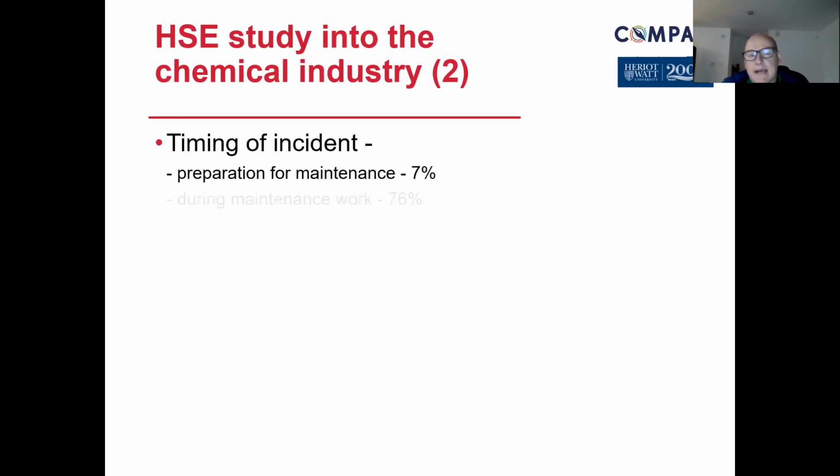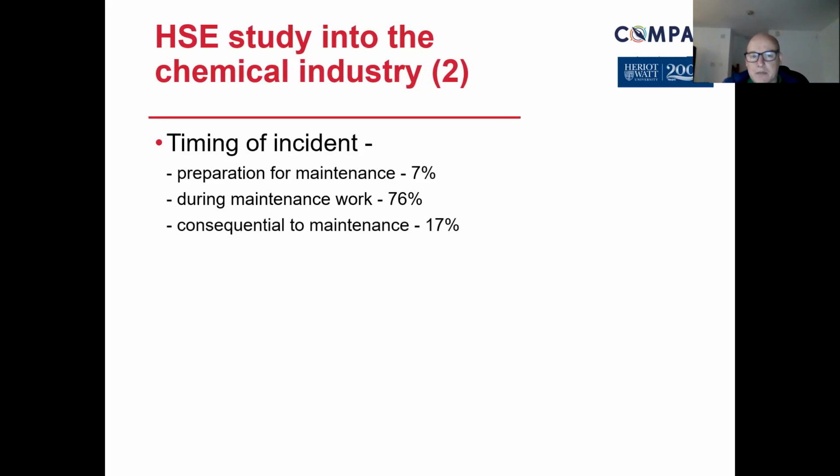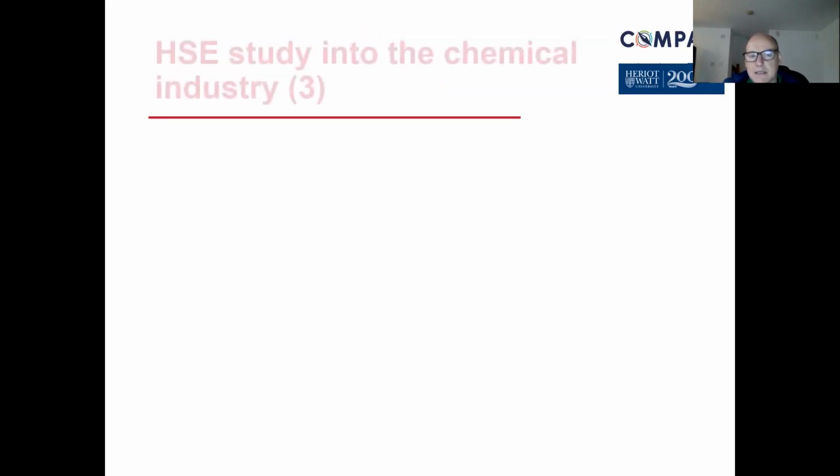They looked at the times involved in it. Quite often, it was during the maintenance work rather than the preparatory work or the bit at the end. But nevertheless, the consequential aspects of having done the maintenance, there were still accidents in those areas as well.